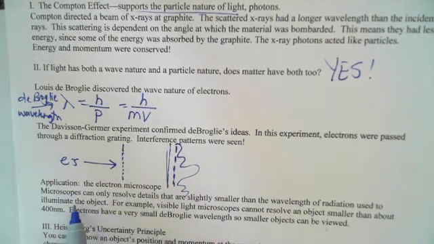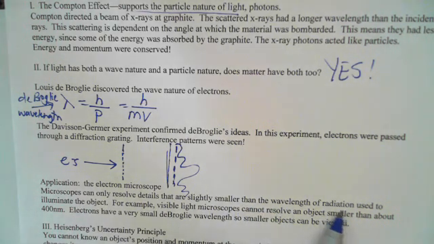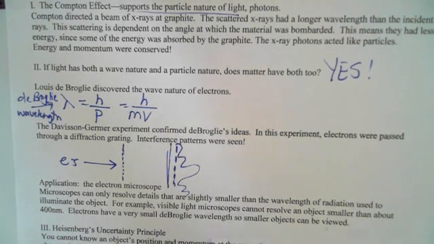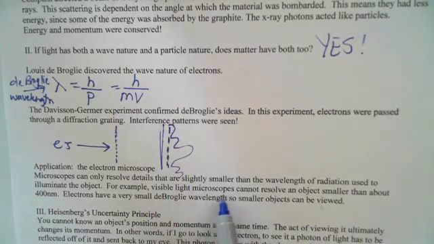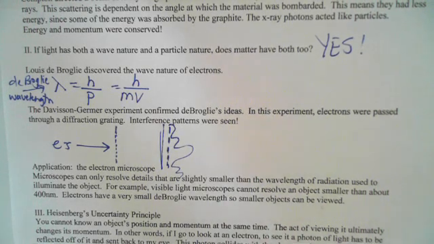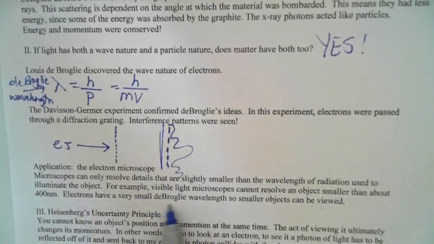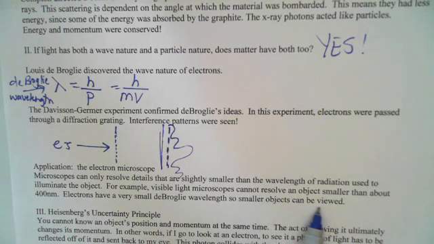So this is a really cool application: the electron microscope. Microscopes can only resolve details that are slightly larger than the wavelength of radiation that you use to illuminate the object. So if you use visible light, 400 to 700 nanometer wavelength light, to view something, you can't see things that are smaller than the wavelength at which you are viewing them. So you can't see anything smaller than, say, 400 nanometers. Electrons, however, have a very, very small de Broglie wavelength, so you can view things that are a lot smaller, which is really cool.